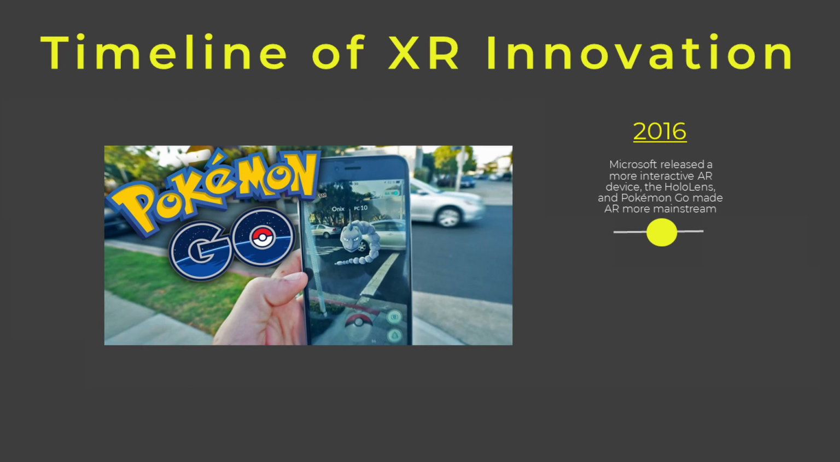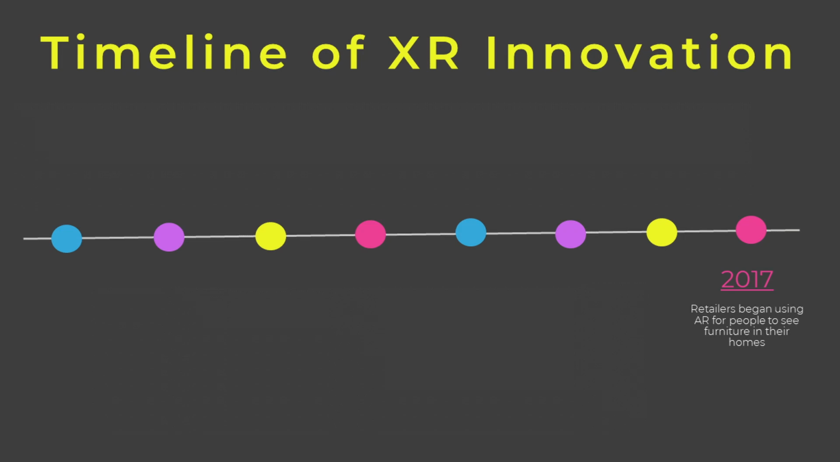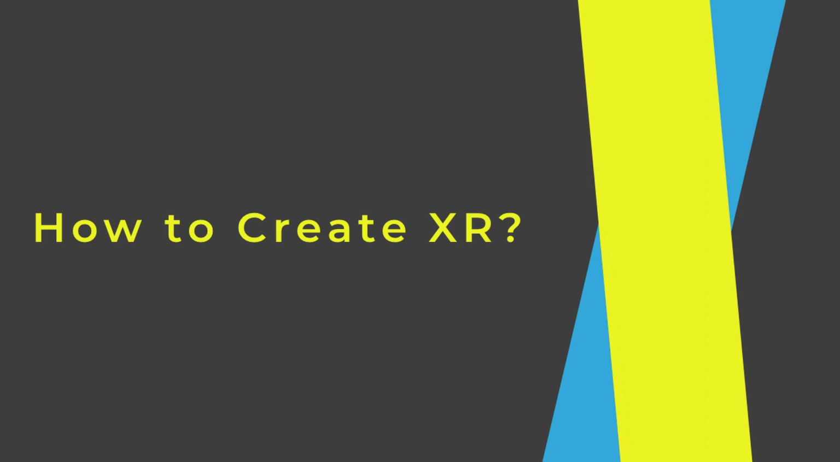In 2016, Microsoft released the HoloLens headsets, which made AR more interactive. AR was brought into the mainstream media by the release of Pokemon Go. In 2017, a lot of retailers began using AR technologies to help customers imagine products in their home by using apps like IKEA Place. But how do you create an XR project?